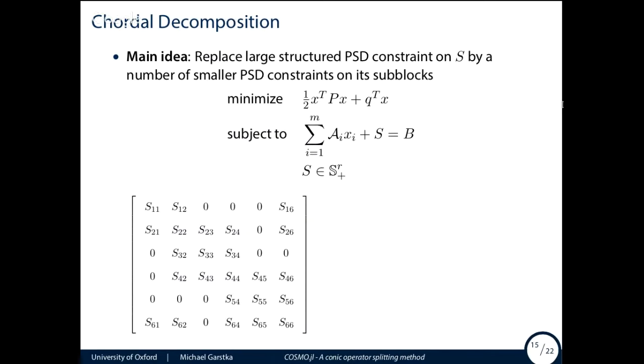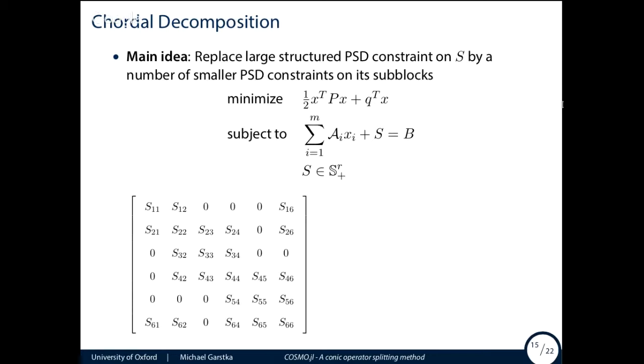Yeah, so the idea of chordal decomposition is that instead of taking this constraint here where your matrix S is positive semi-definite, as I told you, this is quite an expensive operation if S is very large. So ideally, you want to replace this one large matrix constraint with multiple very small ones. And sometimes you can do that if your problem has a certain structure. So this is, again, our problem format.